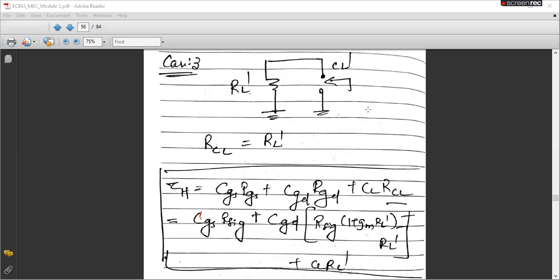So all the resistances I found. Now what I will do, students, I will multiply the time constants together and I will add. So the total time constant, I will name it as tau h. Now substitute the results that you obtain from case 1, case 2, case 3 into this equation of tau h.